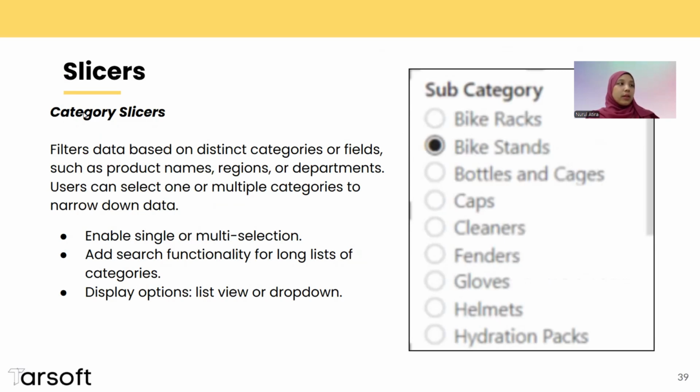We have slicers. A category slicer filters data based on distinct categories or fields, for product names, regions, departments, gender, age, or month. The user can select one or multiple categories to narrow down the data. This is very suitable for your dashboard. Let's say the stakeholders want to see January, May, or December, they can just click on the slicer. So it enables single or multi-selection. It adds search functionality for long lists of categories. For display options, you have list view, which is going to show you everything, and you also have drop down.